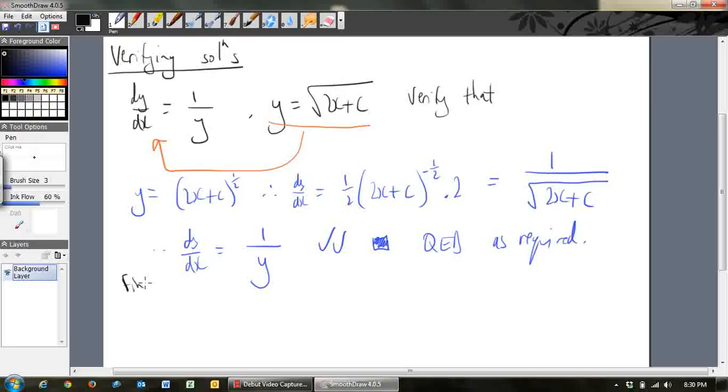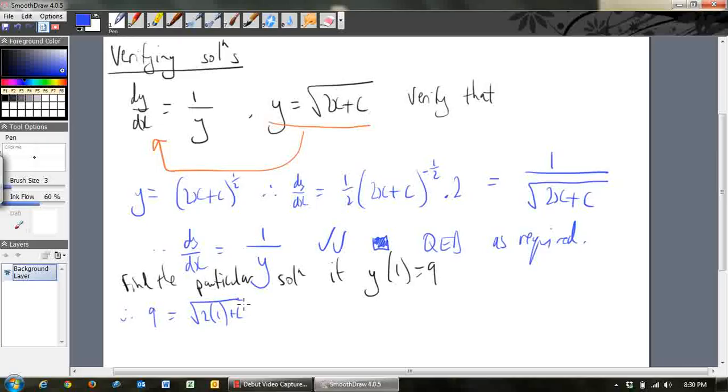So then the question might go on to say, find the particular solution if y(1) equals 9. Okay, so you're given a point. Let's find the particular solution by substituting it in. So here's your general solution. So y, 9 equals the square root of 2 times 1 plus c. Therefore, we have 9 equals the square root of 2 plus c. Let's square both sides. We have 81 equals 2 plus c.